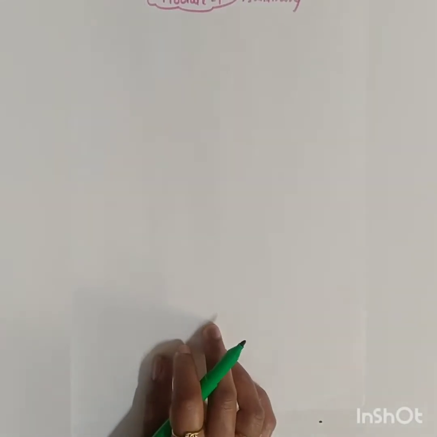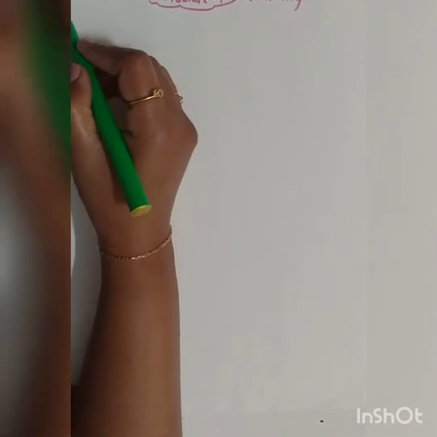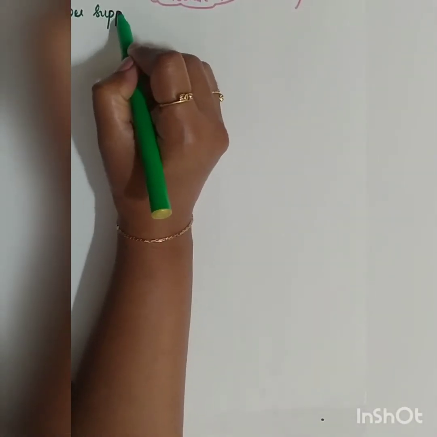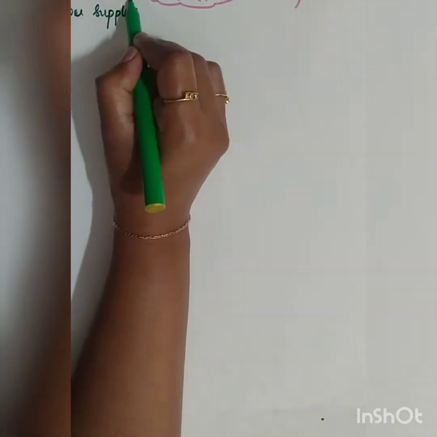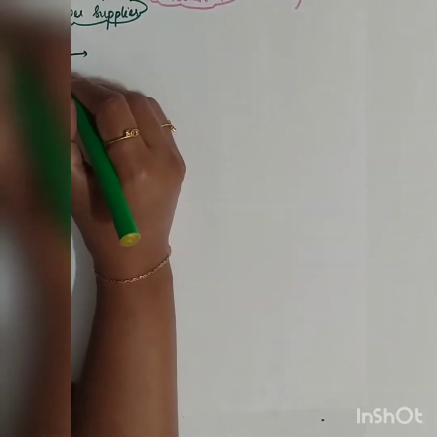So now let's see the summary of your module 1. Your first section of module 1 was power supplies, right? Under power supply you had the block diagram of your power supply. So what was your block diagram of your power supply?